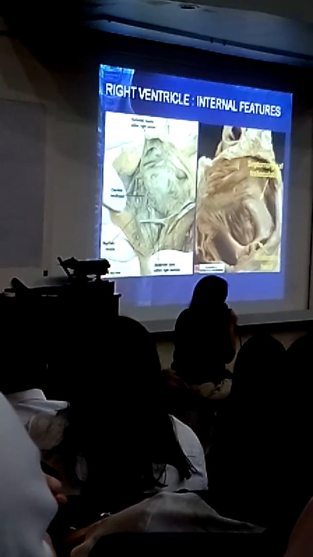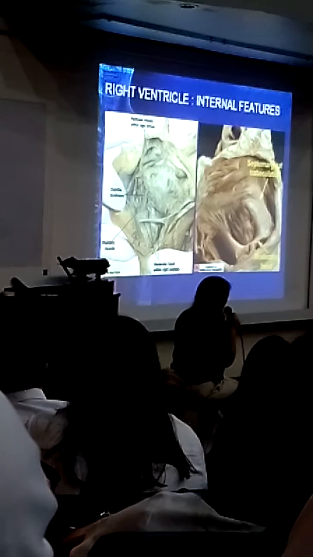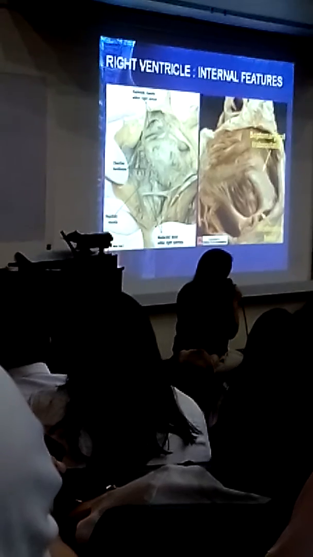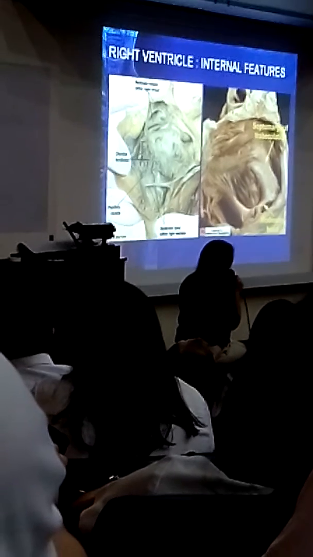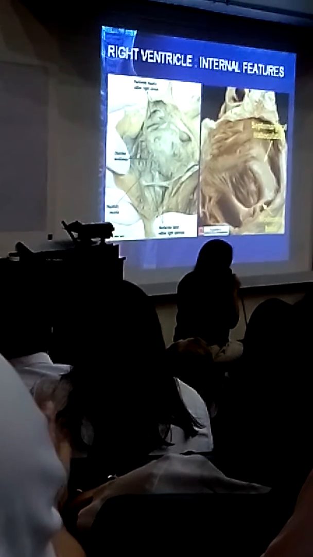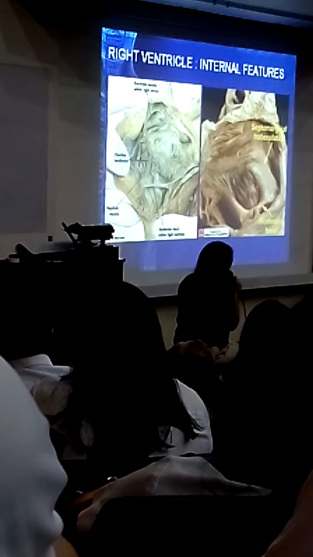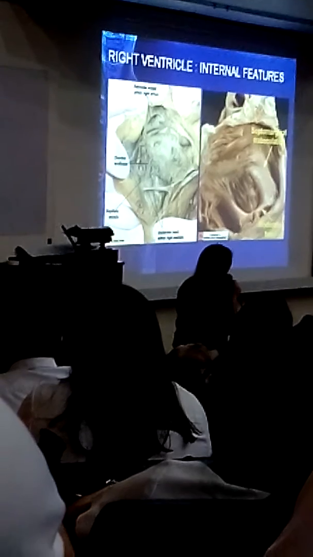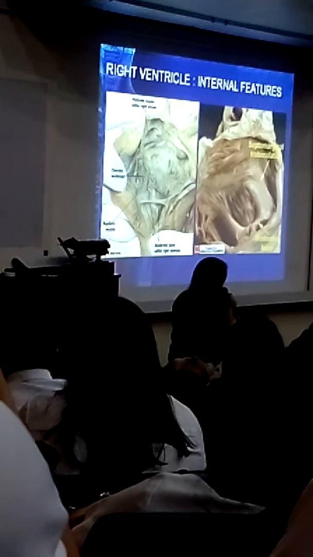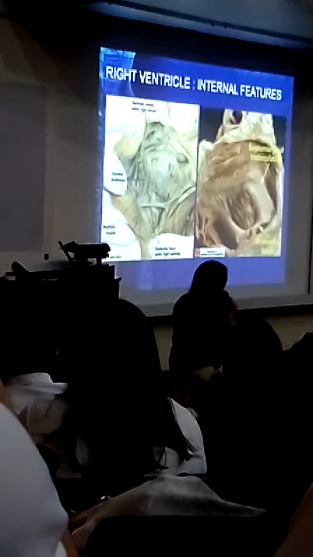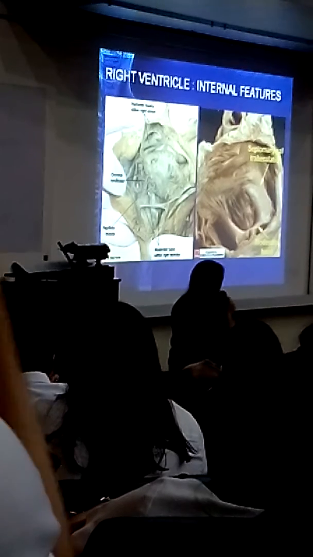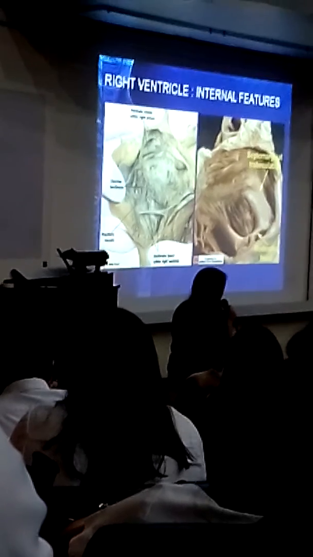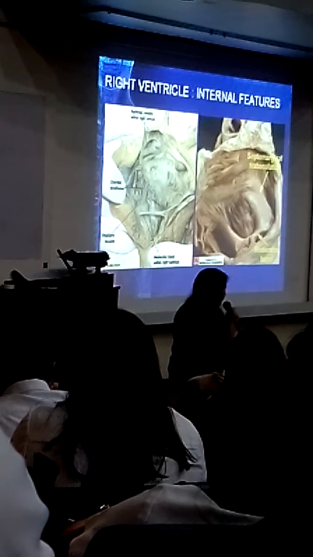Found only in the right ventricle is the septomarginal trabeculation, or the moderator band. This traverses from the inferior part of the interventricular septum to the base of the anterior papillary muscle. It's important because it carries a branch of the right branch of the AV bundle towards the anterior papillary muscle to facilitate conduction time. So this is only found in the right ventricle, and it's not found in the left ventricle.